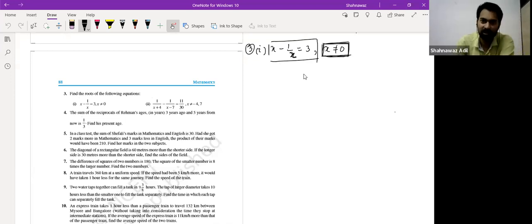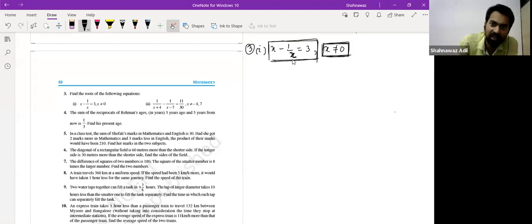Okay, now coming back to this question. We have to simplify it first, right, guys? This is not a quadratic equation, and this is not looking like a polynomial, right? 1 by x cannot be a polynomial. Why? Because it is a negative power, x to the power minus 1.